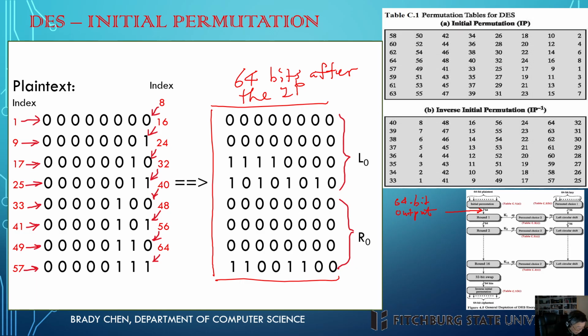Now, these 64 bits are divided into two parts. The top part, which we also call the left part, we call L0. And the right part, we call R0. And then this becomes the input for the first round in the DES.